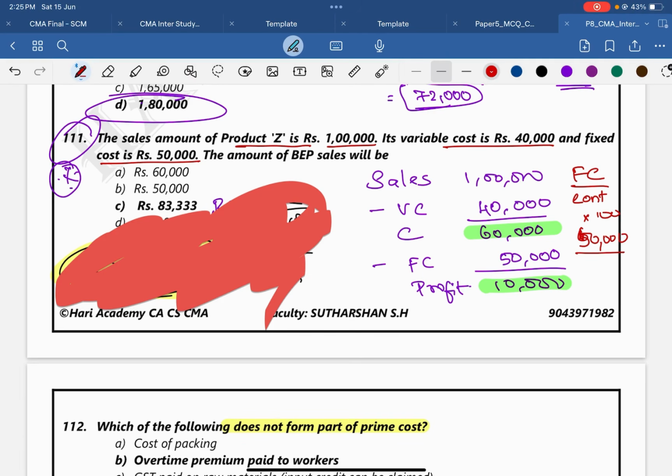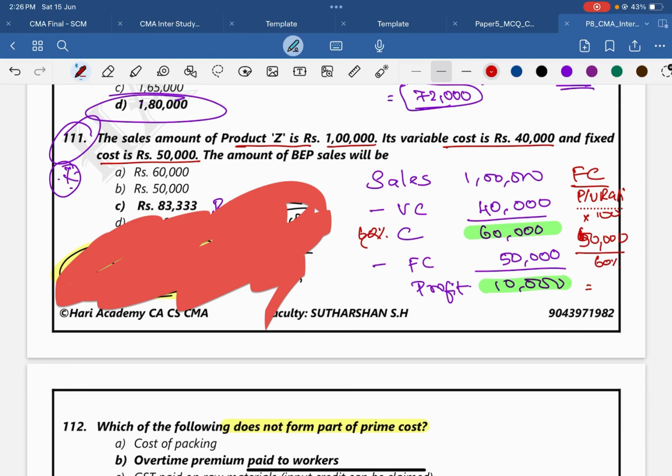Then what is your contribution? In the denominator you need to put the PV ratio, so you need to find the PV ratio. What is the PV ratio? Contribution upon sales into 100. That is 60%. So 50,000 divided by 60%. Then only you will get the answer.